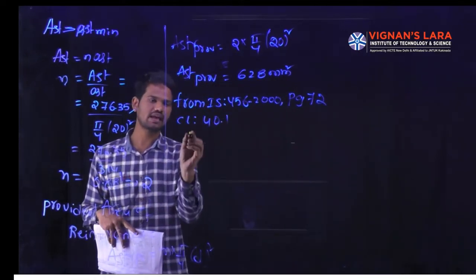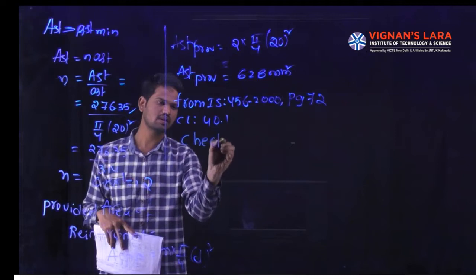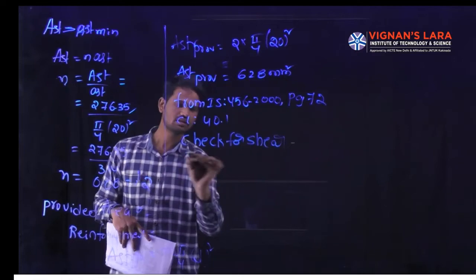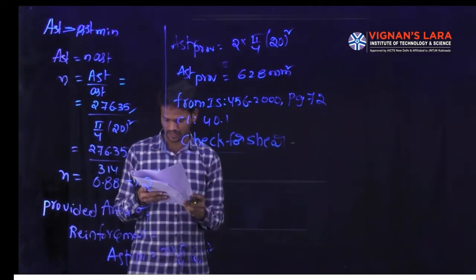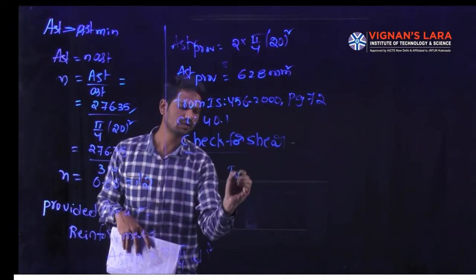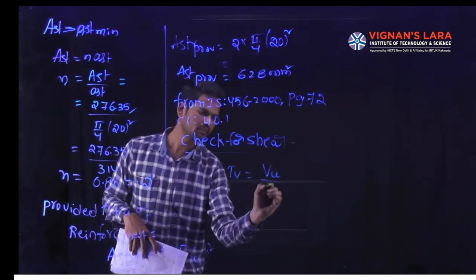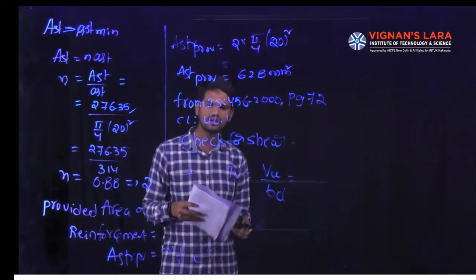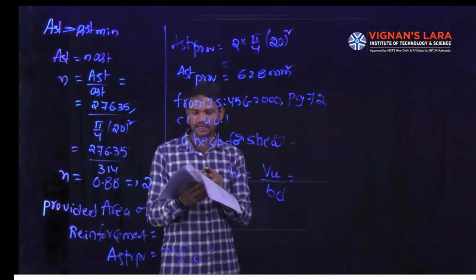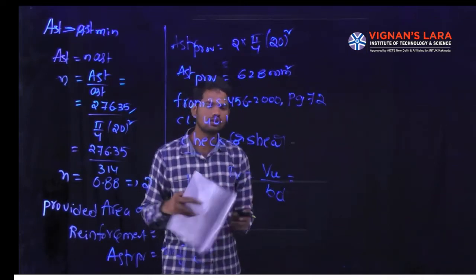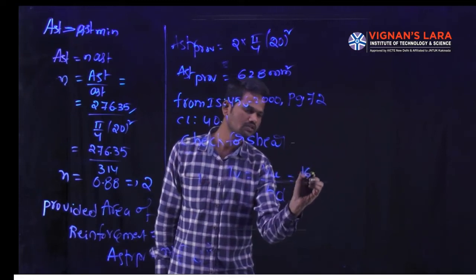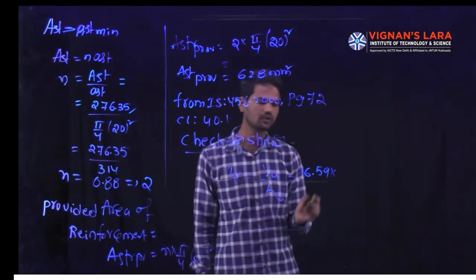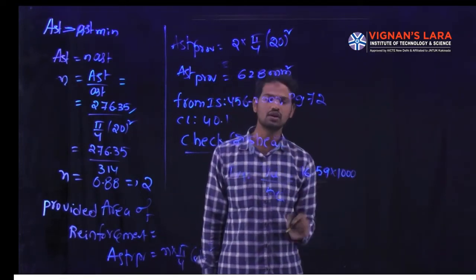Again I am writing this as check for shear. From this clause, tau v equals Vu divided by B into d, which we have already calculated. That Vu value we calculated as 16.59 kilonewton. That means Vu equals 16.59 kilonewton. We substitute it in terms of Newton, that means 1 kilonewton equals 1000 Newton.